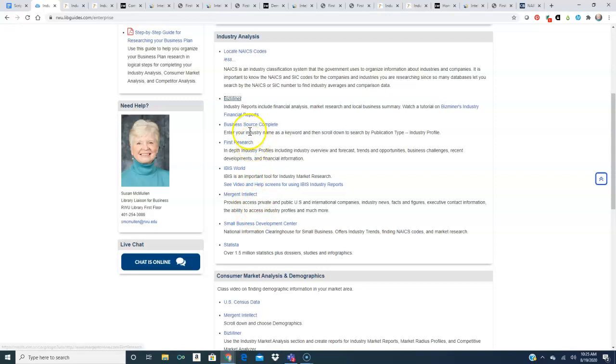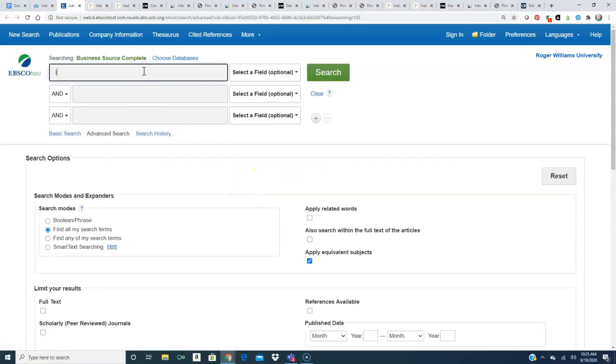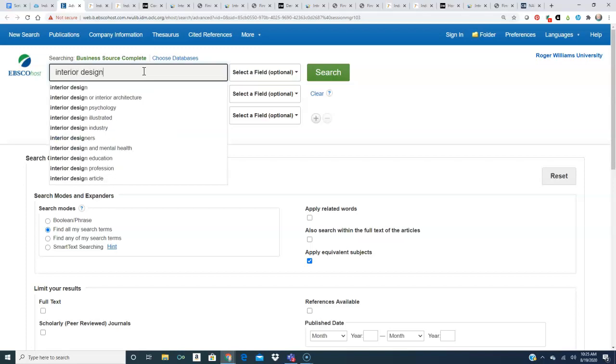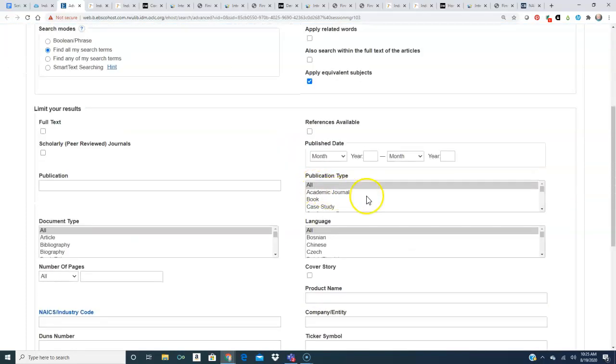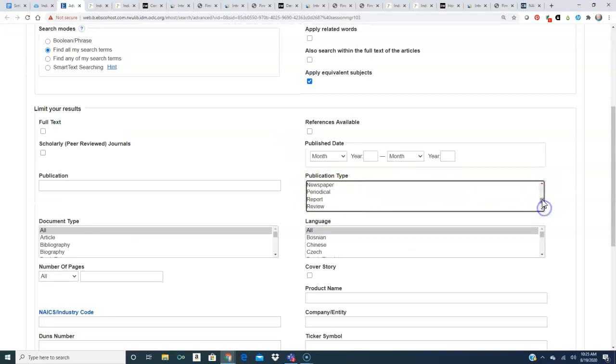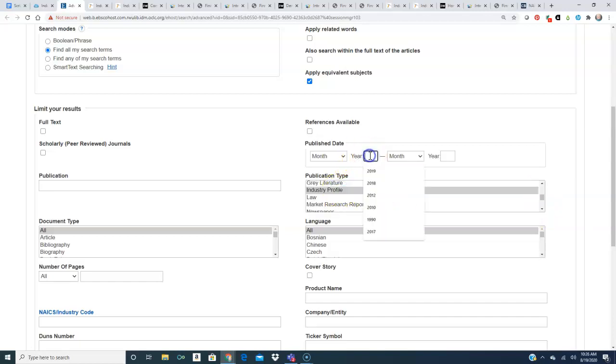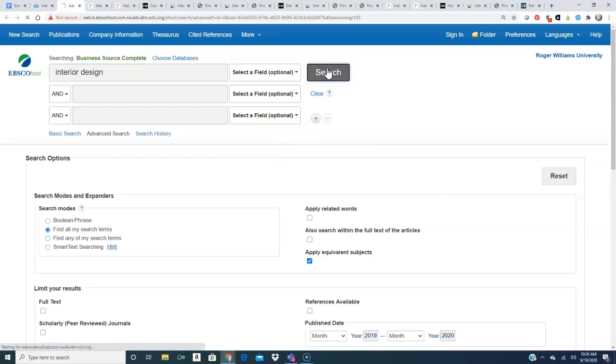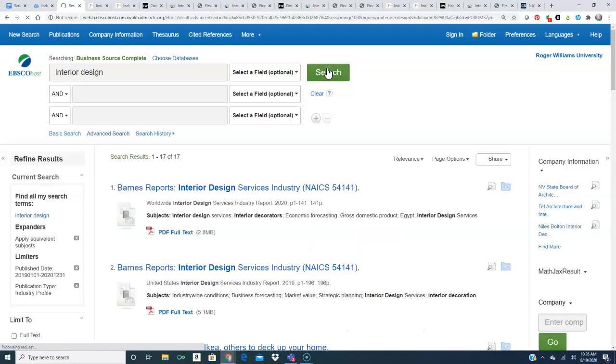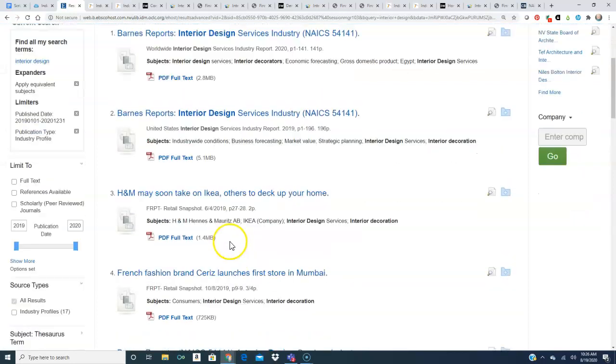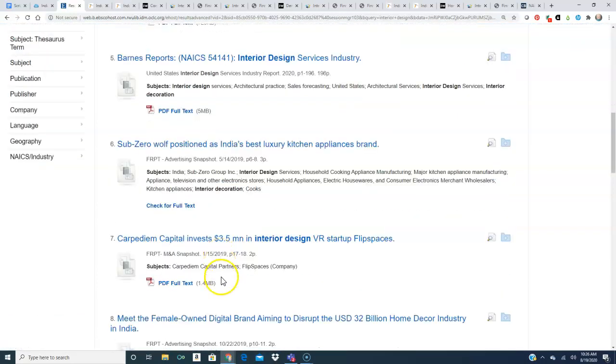The other one that we might want to use at some point is the Business Source Complete. And as I mentioned in the last video, you can search Business Source Complete by keyword and then going down and choosing the industry profile part as your publication type. You can also limit by dates. And then you'll get some industry service information that you can look at as well.